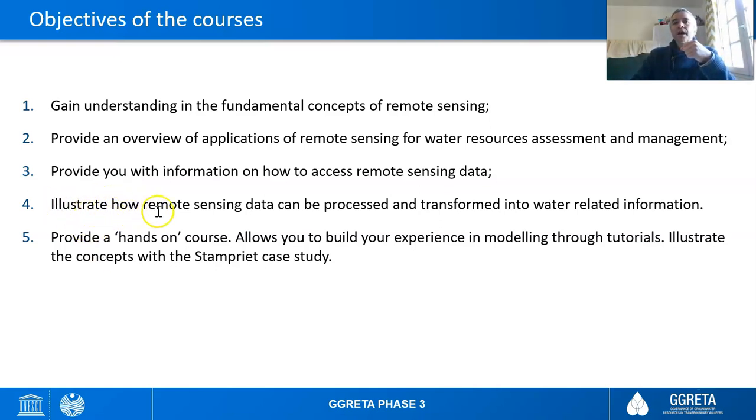Fourth, we will illustrate how remote sensing can be processed and transformed into water-related information. And that's really what underlies a lot of this course, is how we move from raw data into information for water resource assessment and management. And as we did before in the previous two parts, I will provide you hands-on experience, I hope, with the Stampriet case study. So we will hopefully see how things can be used in the real world.